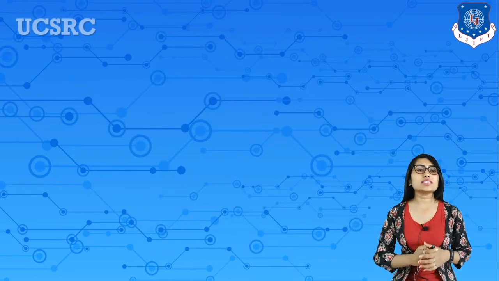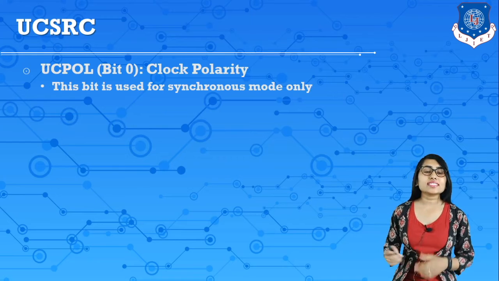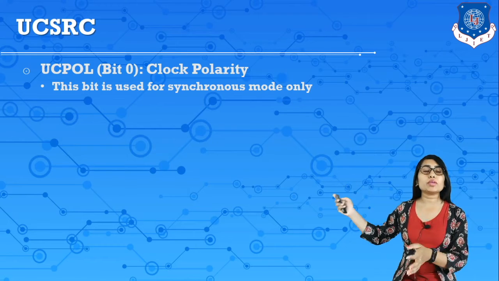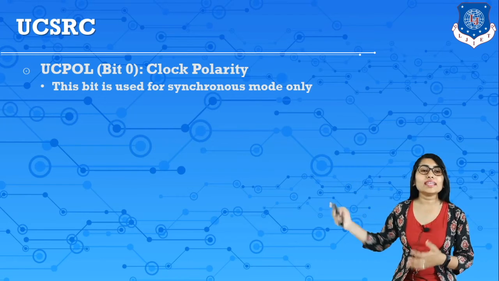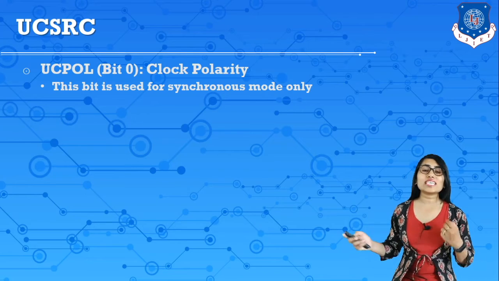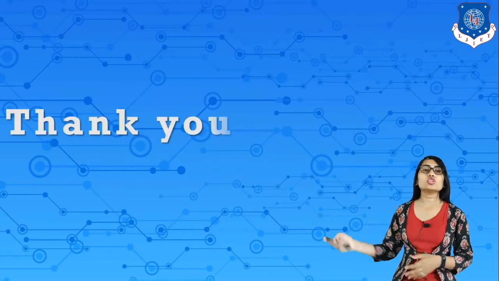Now let's discuss the last bit of UCSRC, that is UCPOL, clock polarity. This bit is used for synchronous mode only to set its polarity.